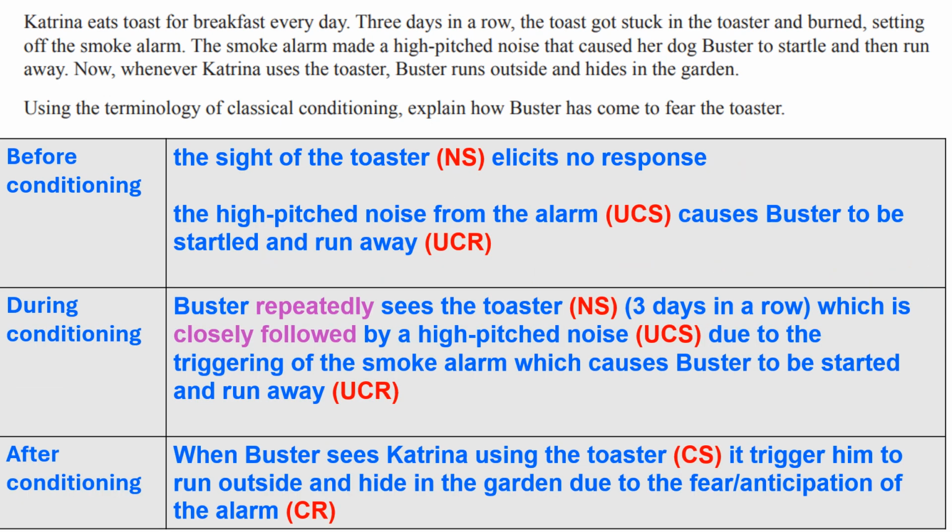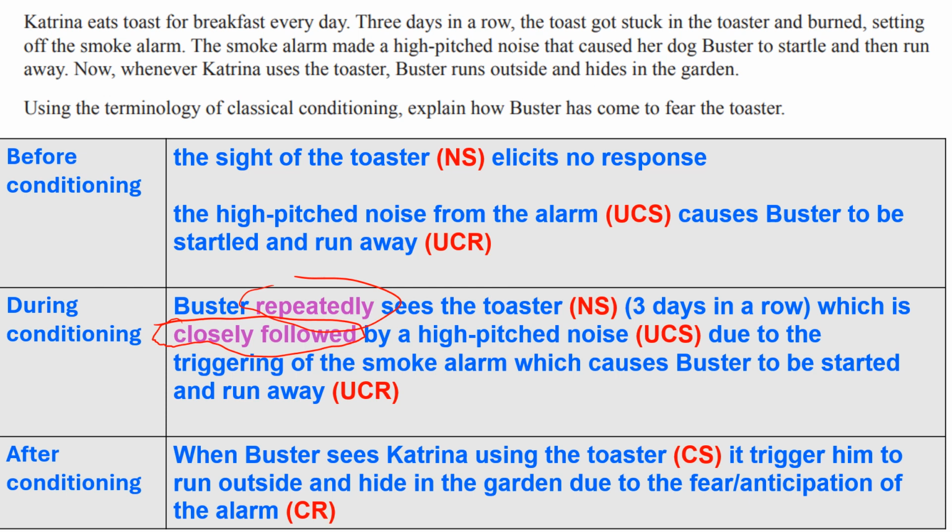Okay, so stage 1. The sight of the toaster elicits no response. That's separate from the UCS, which is the high-pitched noise, which causes Buster to be startled and run away, the UCR. So they're separate. Then during conditioning, we've emphasized the fact there's repetition, 3 days in a row. We've emphasized the fact that there's close proximity between the alarm and seeing the toaster. And we've got our order in terms of the dog sees the toaster first, and then that's followed by the high-pitched noise. We're using the CC terminology, NS, paired with the UCS, which triggers the UCR.